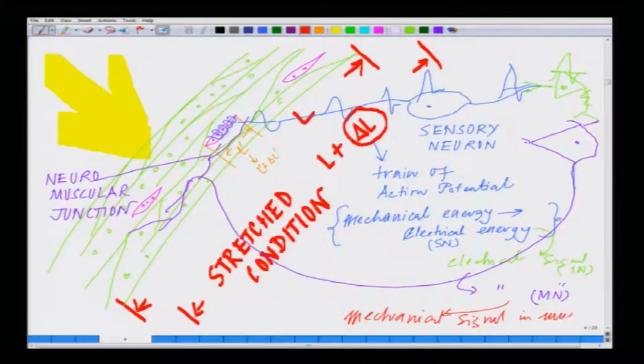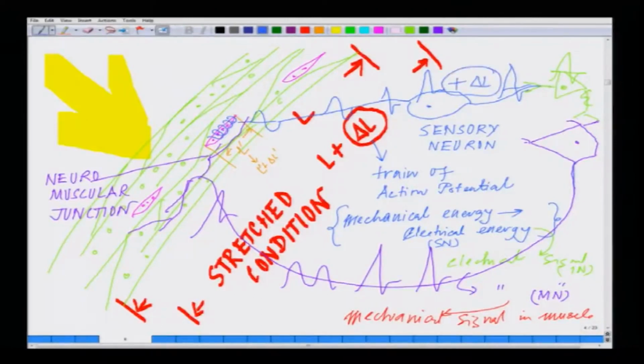And this train of electrical impulses sent by the motor neuron is essentially telling the muscle something. If the signal which was conveyed by the sensory neuron was the signal of a plus delta L change in length, this mechanical signal which is sent by the motor neuron to the muscle essentially tries to tell it minus delta L.